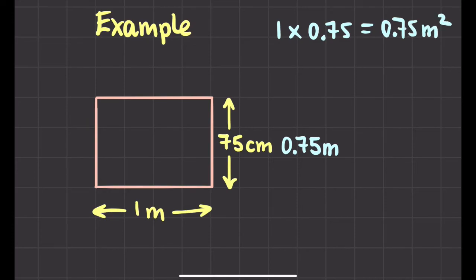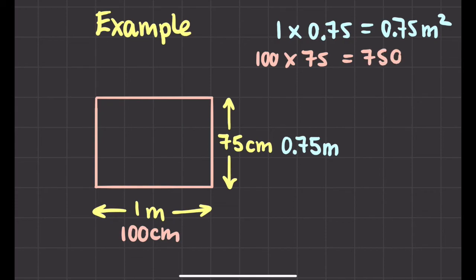And if I wanted to know what the answer was in centimeters squared, well, this one's already in centimeters. I'm going to have to change this one so it's in centimeters. So that's going to be 100 centimeters, isn't it? So for my calculation, I'm going to do 100 multiplied by 75. So that's going to give me 7,500 centimeters squared.